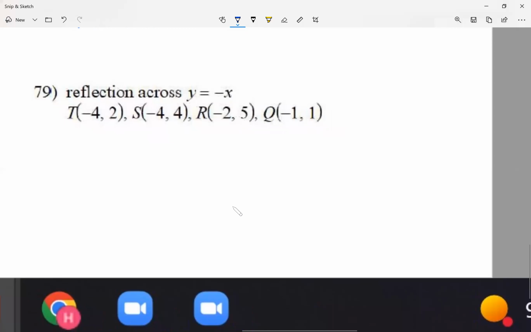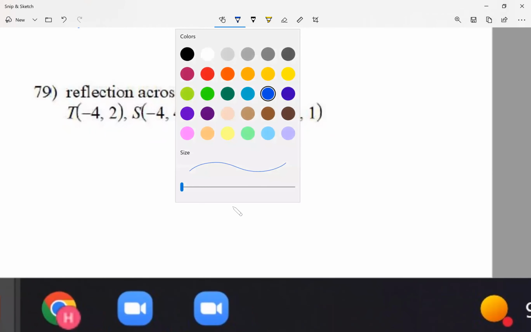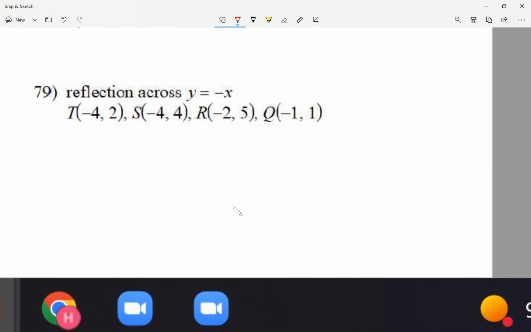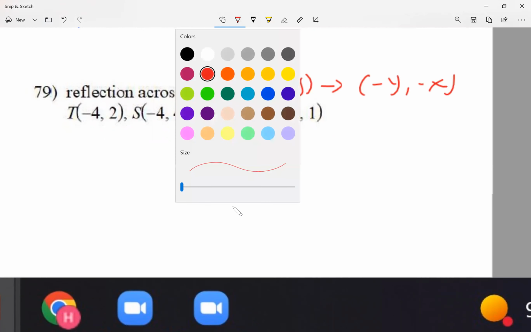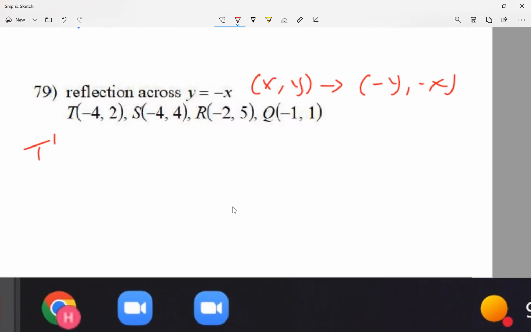And lastly, let's take a look at 79. According to our rules, reflection across the line y equals -x. According to question 51, our notes, it says x, y becomes -y, -x. So T prime, let me do blue instead. Remember, I'm going to switch the signs and flip the numbers. So T prime should be -2, +4.